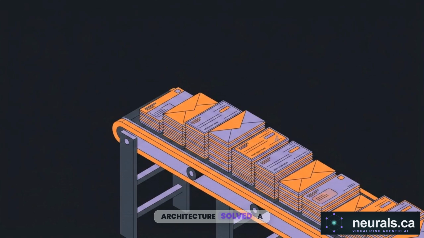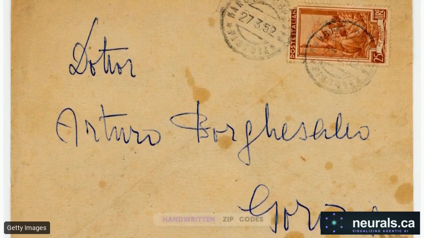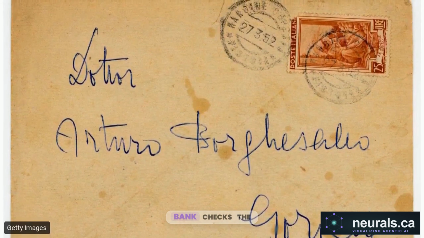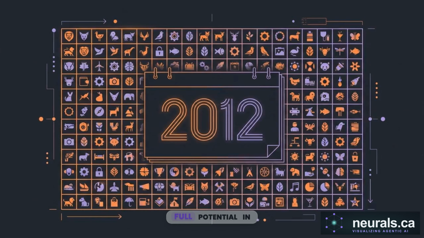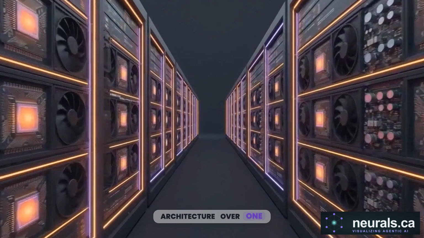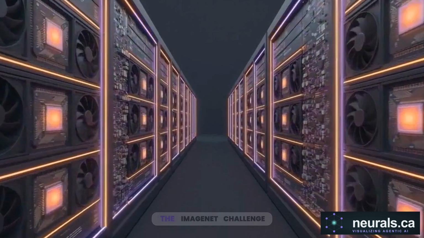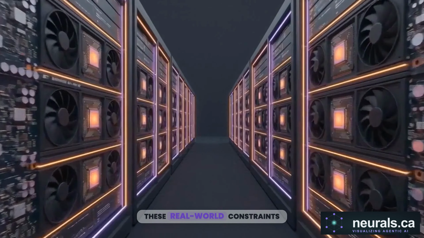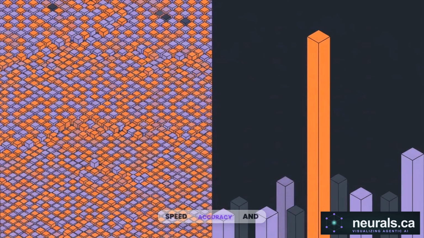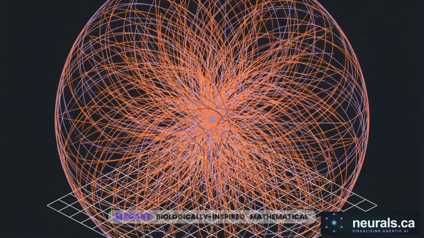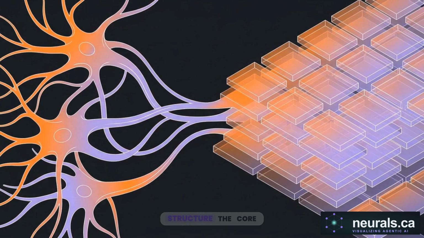This architecture solved a concrete industrial problem, teaching machines to automatically read the handwritten zip codes on U.S. Postal Service envelopes and the digits on bank checks. The model reached its full potential in 2012. Using GPUs to scale the architecture over 1 million images, AlexNet halved the error rate of its nearest competitor in the ImageNet challenge. These real-world constraints, speed, accuracy, and data volume, eventually replaced brute force calculation with an elegant, biologically inspired mathematical structure.